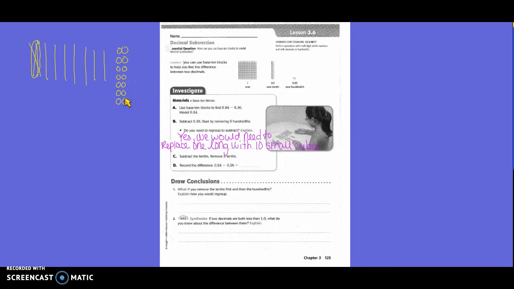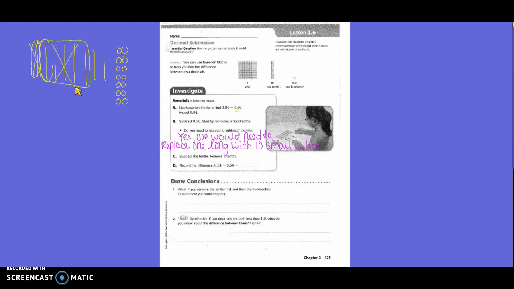Now how many total small cubes do we have? 14, right? So can we take 14 minus 6? Yes. So we are going to get rid of how many tenths? How many tenths do we have here, guys? 5, right? So we're going to get rid of 5. 1, 2, 3, 4, 5. We're going to put the box and then put an X on it.